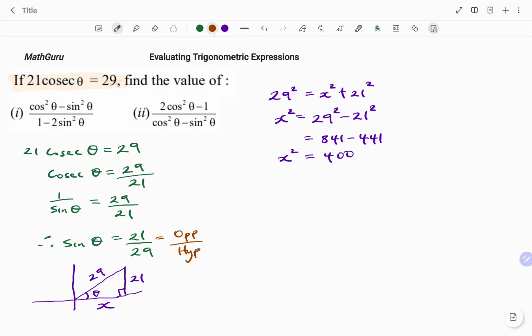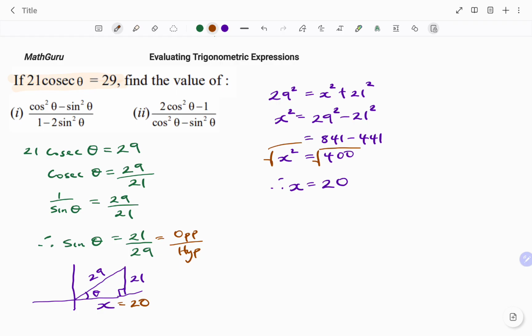And therefore, to find the value of x, I'm going to take the square root of both sides. Therefore, x equals 20 units. To know if it's positive or negative, because the square root gives a positive or negative value, we have that on the positive x-axis. So x is positive 20.